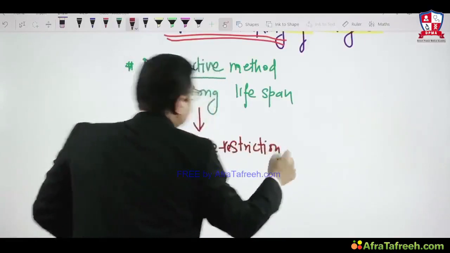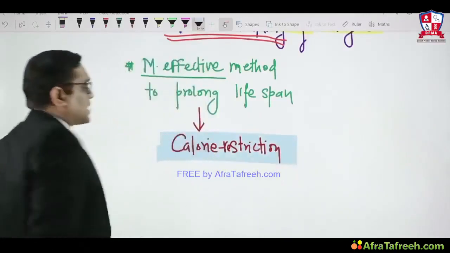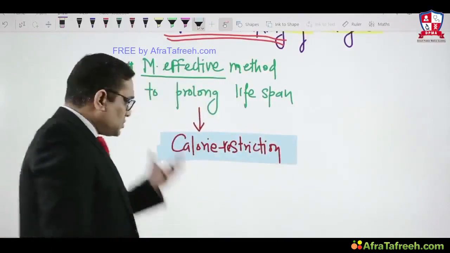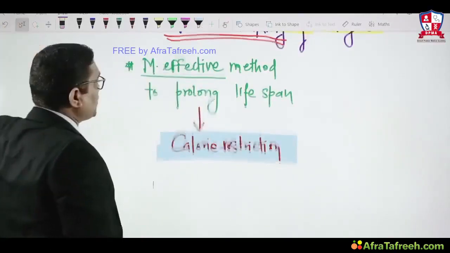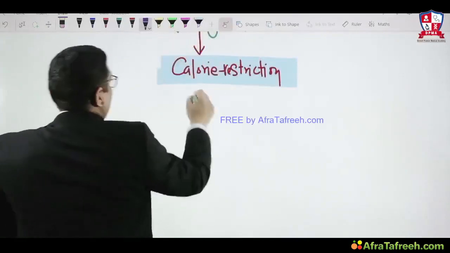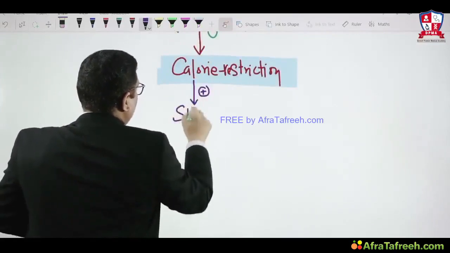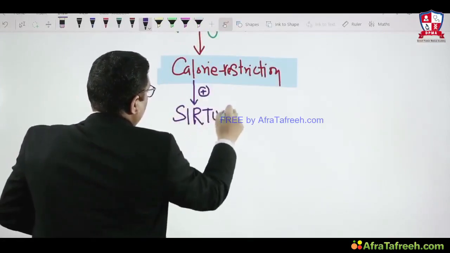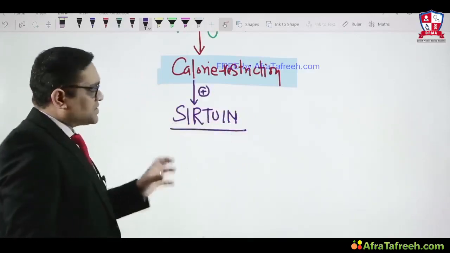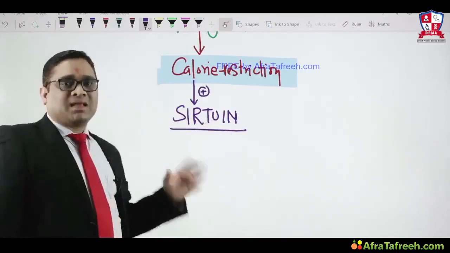So how can this calorie restriction prolong our lifespan? The question comes to our mind, by which mechanism? Calorie restriction will induce one enzyme, or family of proteins, which is called sirtuin. Sirtuin is a protein which will be responsible for anti-aging, right?